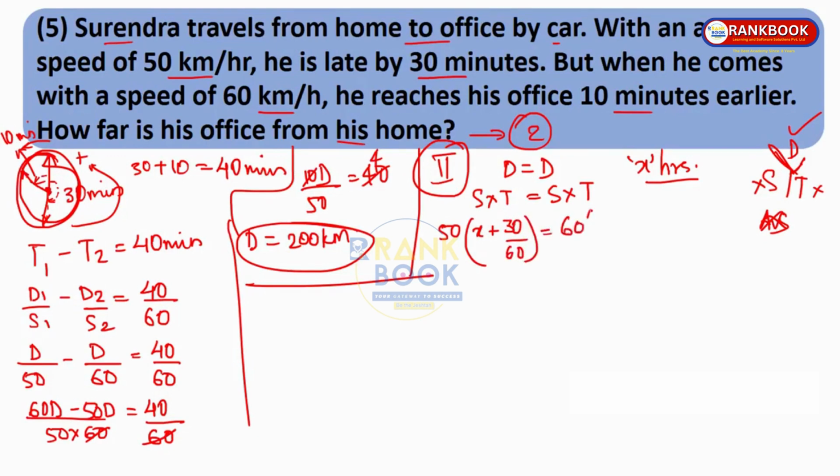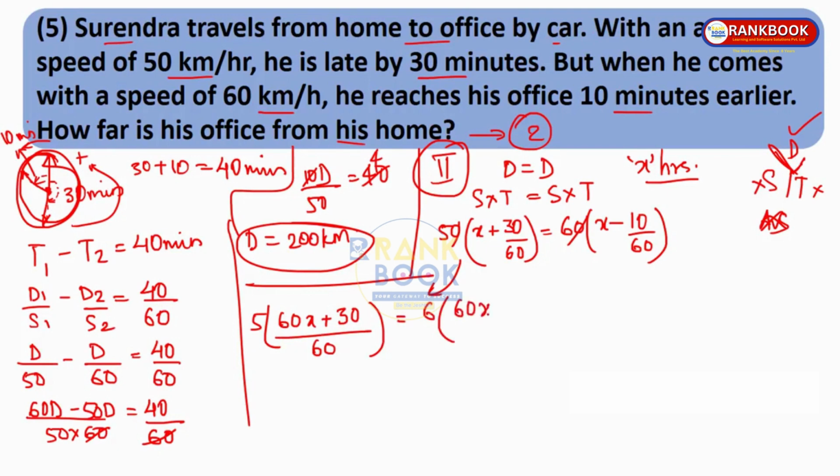What is the speed in second case? 60. Now, here he reaches 10 minutes earlier. So he is taking 10 minutes less, right? So 10 minutes less, minutes to hours, 10 by 60. Okay, what do we get? Let's solve it over here. These zeros get cancelled. We have 5 into 60x plus 30 upon 60 would be equal to 6 into 60x minus 10 upon 60.